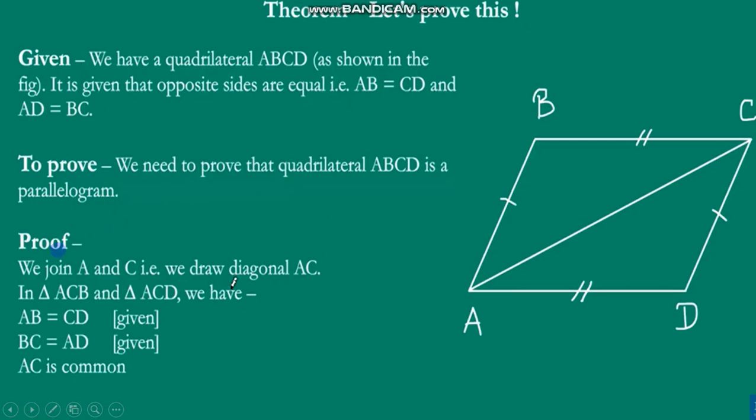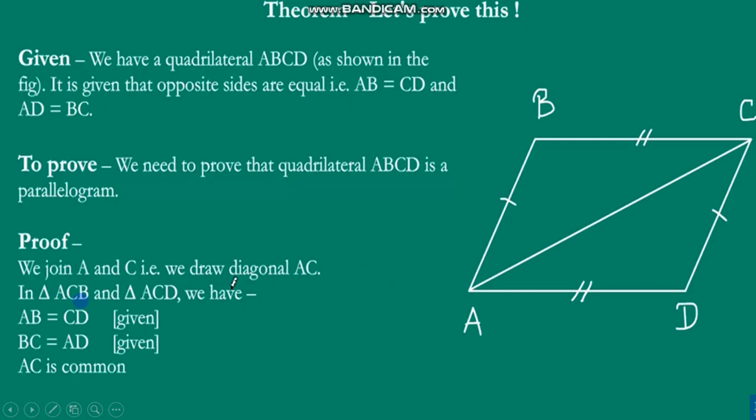We come to the proof part. Before we go to the proof, we construct a diagonal AC. Then this quadrilateral forms two triangles. Let me see whether these are congruent or not. So we join A and C. This is the construction part. That is, we draw a diagonal AC.